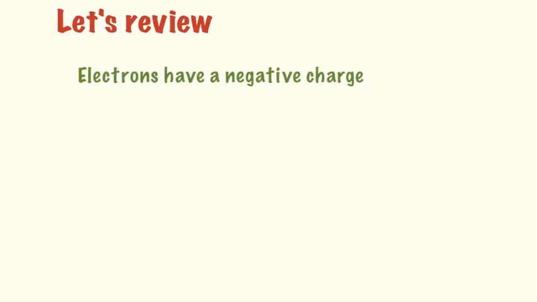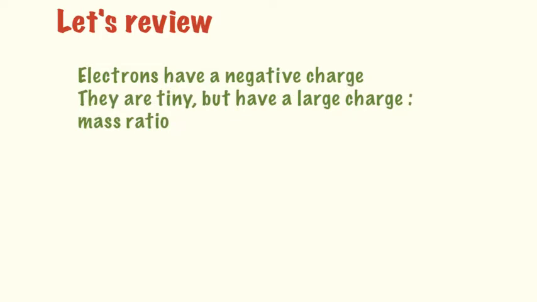It's probably easiest if we review. Way back when, we learnt that electrons have a negative charge. And this was done by Thompson, and he basically fired electrons through between charged plates and saw they were attracted to the positive charge and repelled by the negatively charged plate.